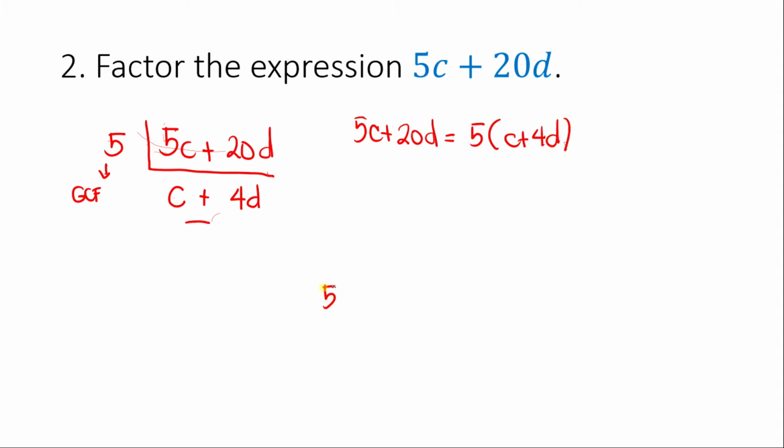So, syempre, to check, 5 times (c plus 4d) should lead us back to the given. So, 5 times c is 5c, and then 5 times 4d is 20d. So, 5c plus 20d. Meaning, our factored form is correct.